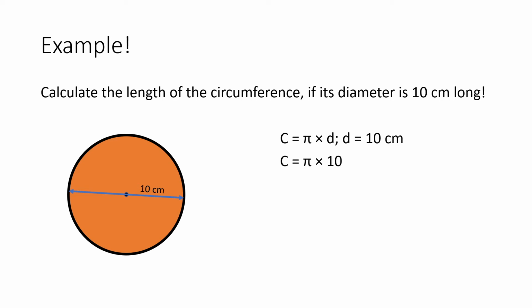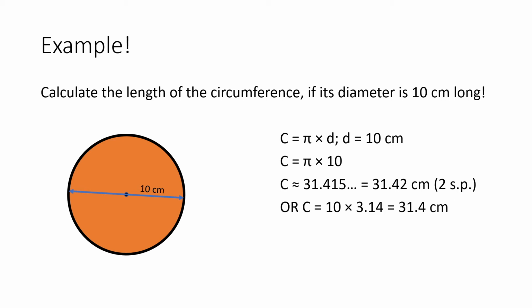10 times pi, if using a calculator, is approximately 31.415 or 31.42 centimeters to two significant places. Without a calculator, the result will be 31.4. Again, these small differences are normal.